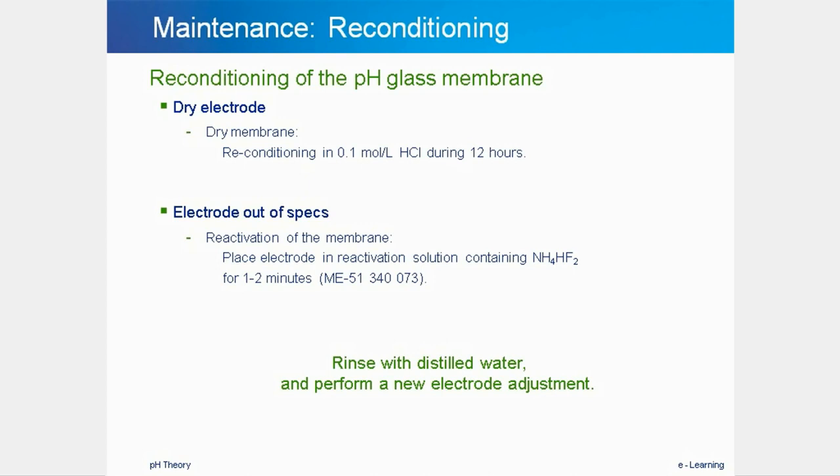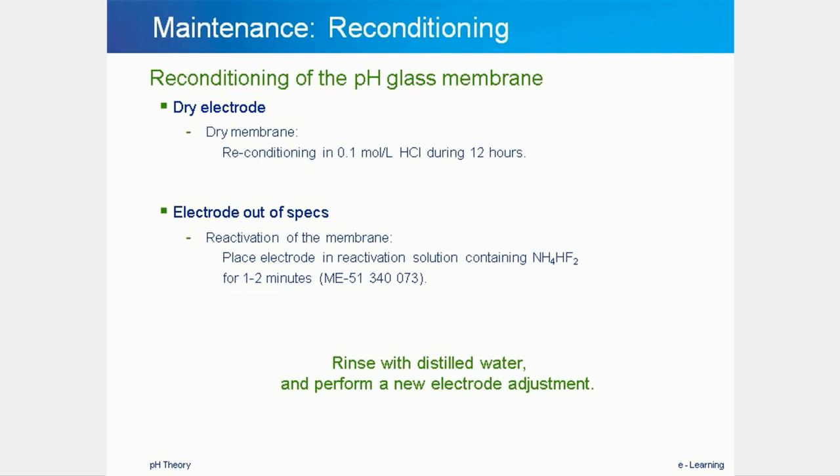If the electrode is still out of the specifications after this, or if it was out of specs without being kept dry, it may also be possible to recondition the membrane with a regeneration solution which can be bought via Mettler-Toledo. This solution contains hydrofluoric acid and is very aggressive.